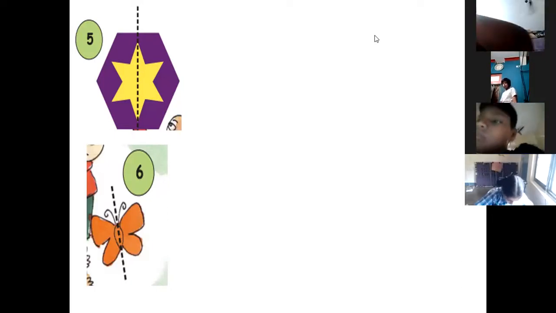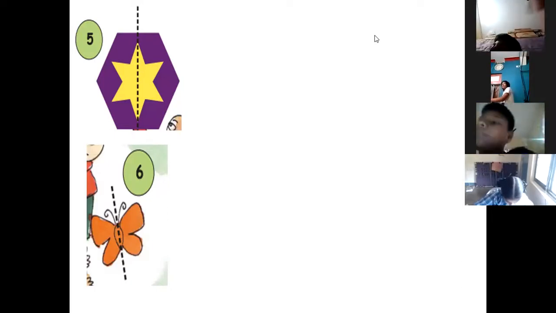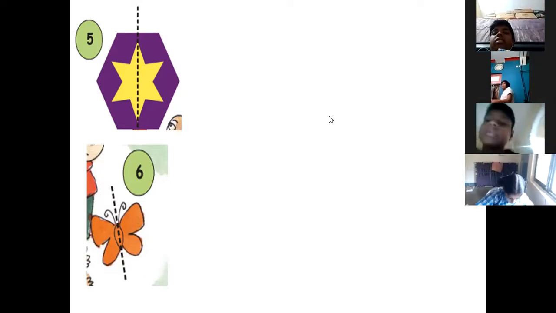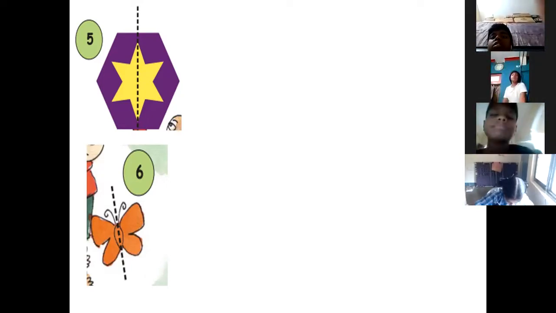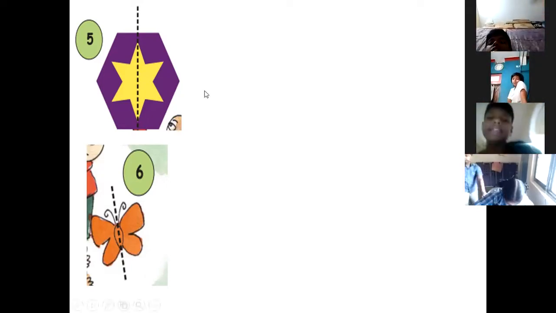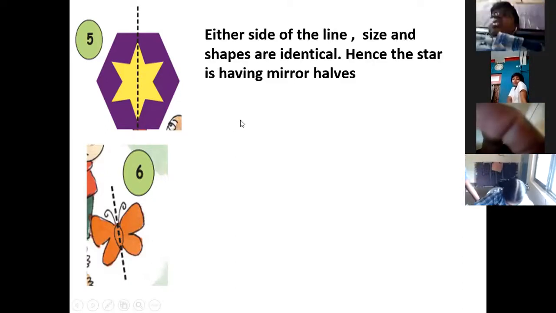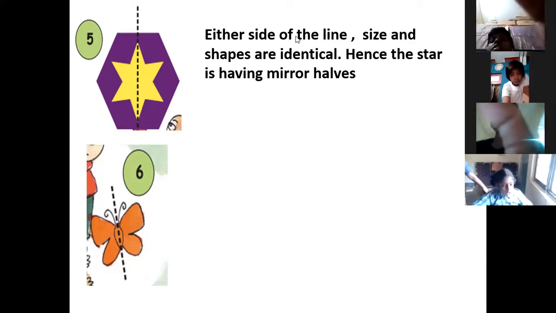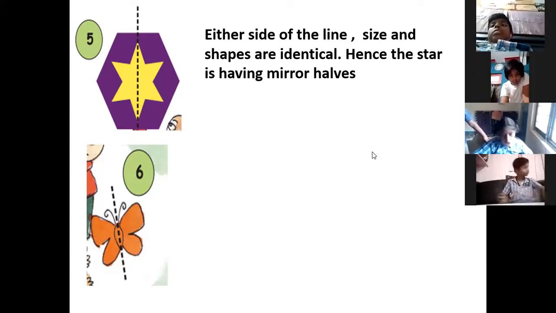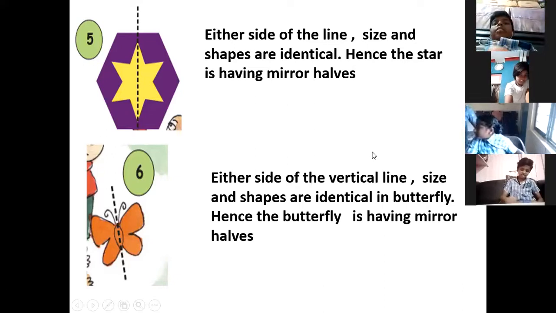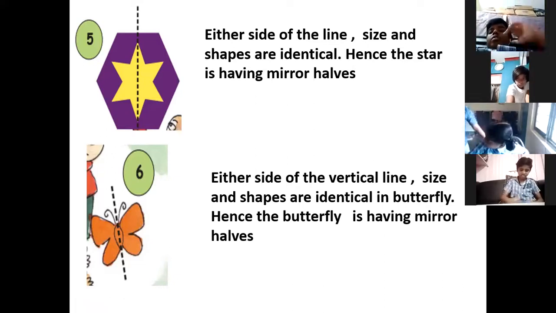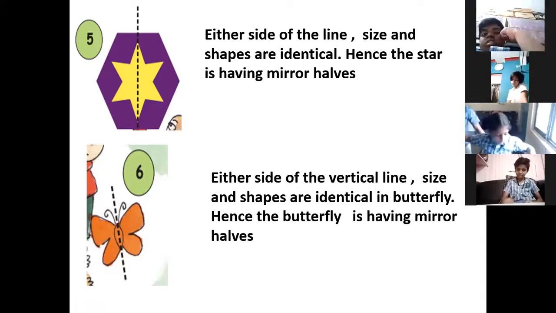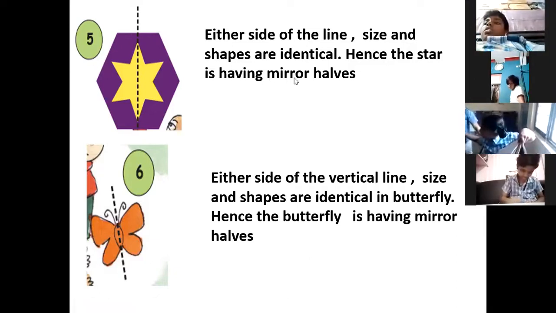Yes, sir. It is same, sir. Both are same. Two of them are the same shape. Yes, correct. Even the second one is correct. They are having mirror images. Mirror images means they are exactly the same. So they come under symmetry.